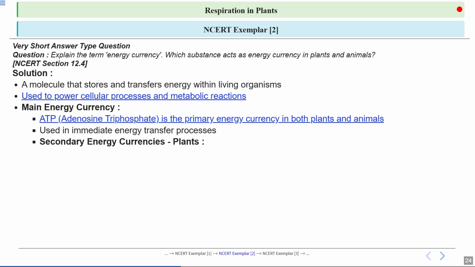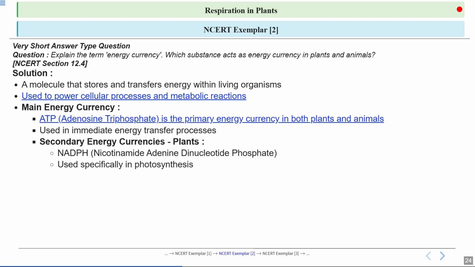Now let's look at secondary energy currency specifically in plants. These are other molecules that help transfer energy in certain processes, especially during photosynthesis. One example is NADPH, or nicotinamide adenine dinucleotide phosphate. This molecule is especially important in light reactions of photosynthesis, where it helps carry energy and electrons. It is used specifically in photosynthesis, helping plants convert sunlight into chemical energy.